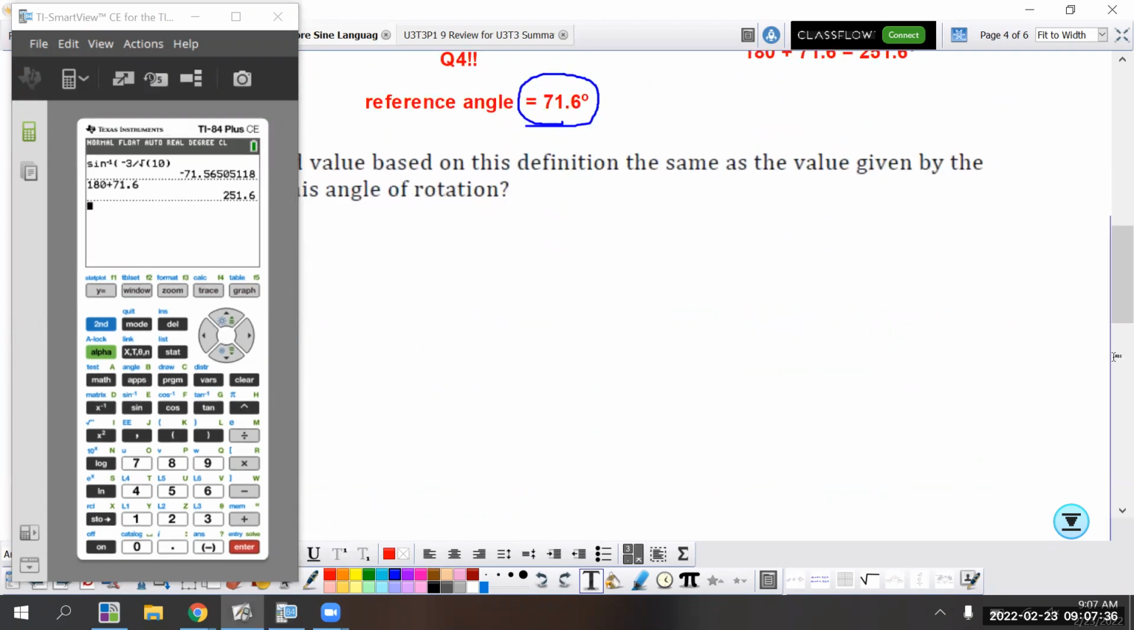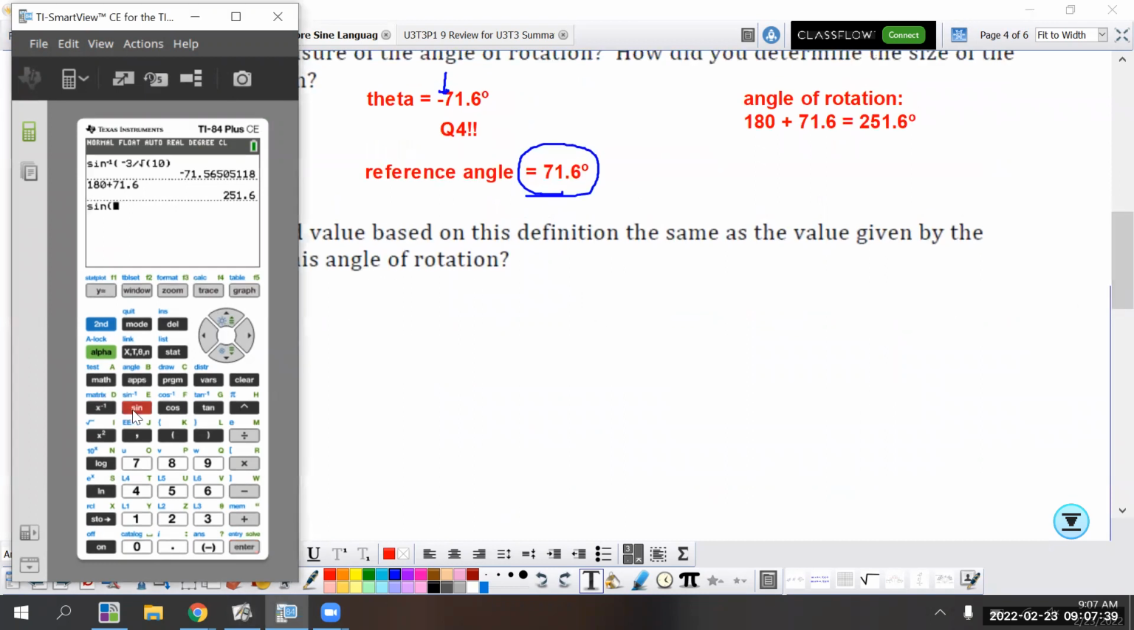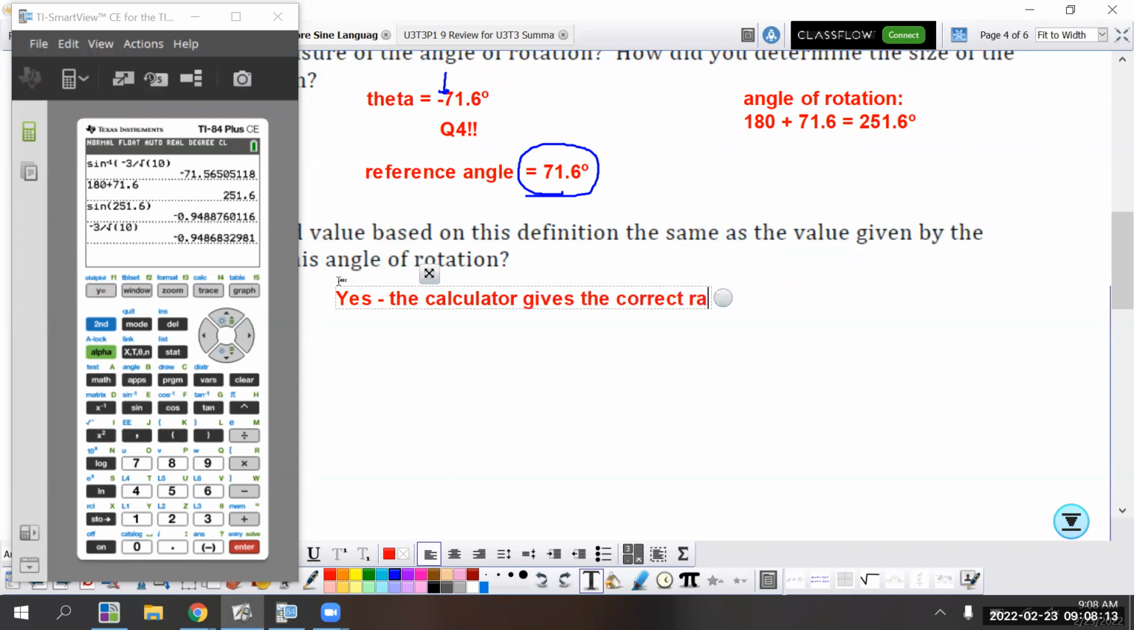The last one is, is the calculator giving us the same sine value? So sine of 251.6 is -0.948876, and so on. So if I do my y over r, is that the same? Yes, pretty close since we rounded. This is correct to 3 decimal places. Yes, the calculator gives the correct ratio.